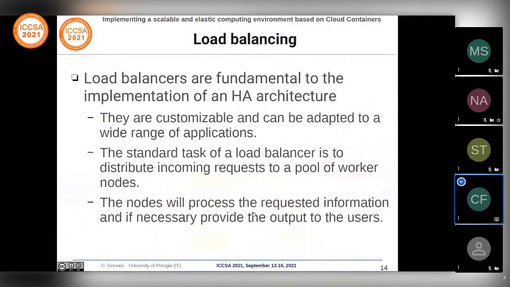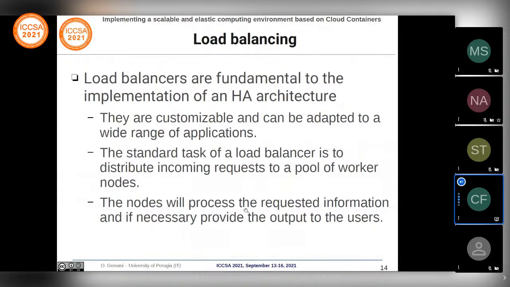So for this design, load balancing is crucial. Load balancing means that when the user connects to a service, the request is captured by this software, which will distribute the request among the available resources. So it will act in a way that all servers will be, let's say, equally loaded over time.